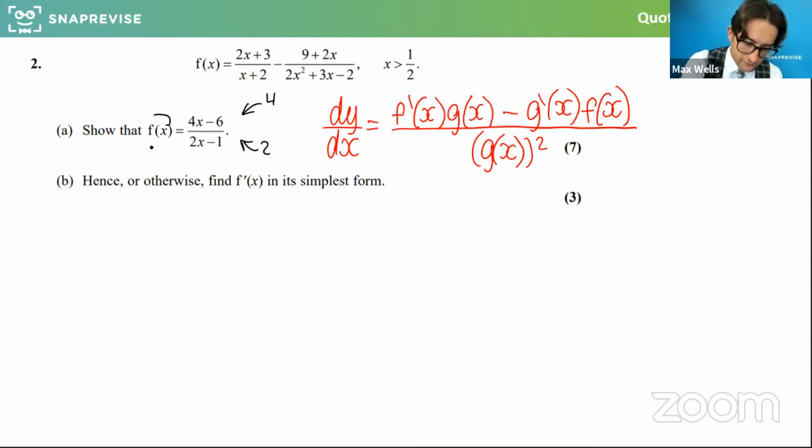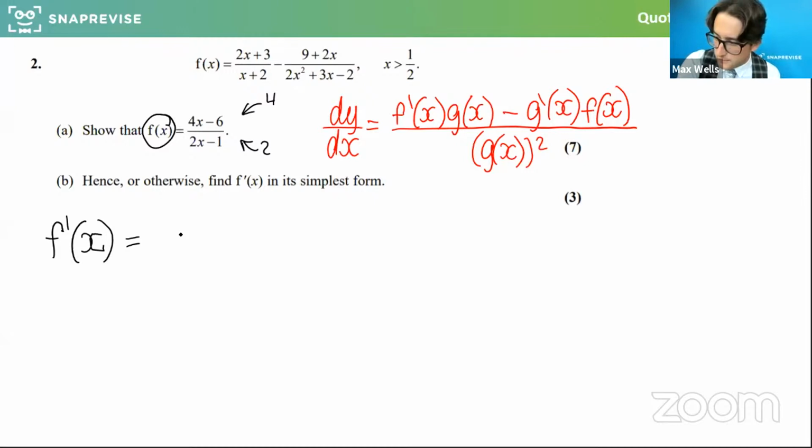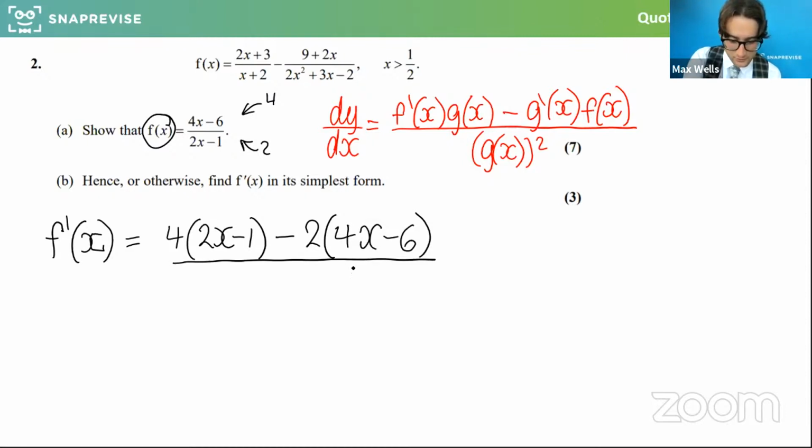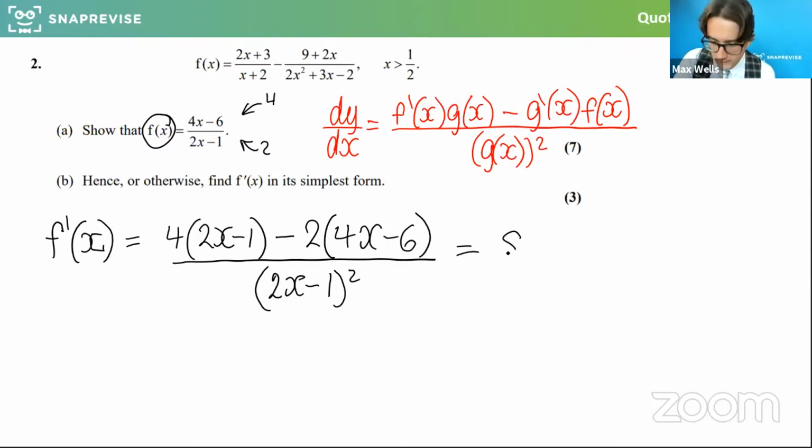So what we get is the derivative of the whole thing. Confusingly, they've used f of x as the actual function. So the derivative of the whole thing is the derivative of the top, 4, times what was on the bottom, minus the other way round, 2 times what was on the top, 4x minus 6. Do check I'm not making any intentional mistakes. That's good, all over 2x minus 1 squared, and then tidy up if possible. So we expand it all out, 8x minus 4.